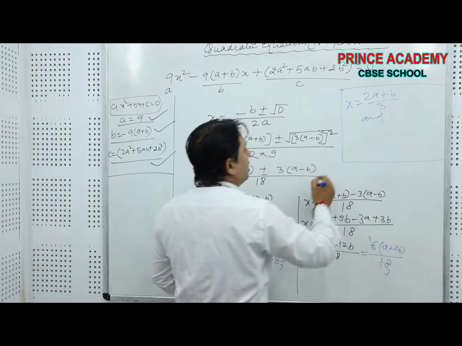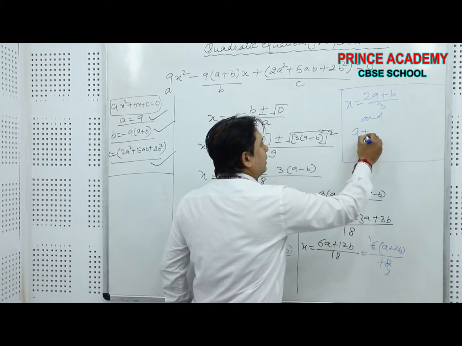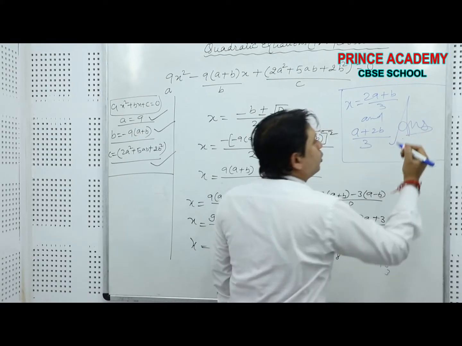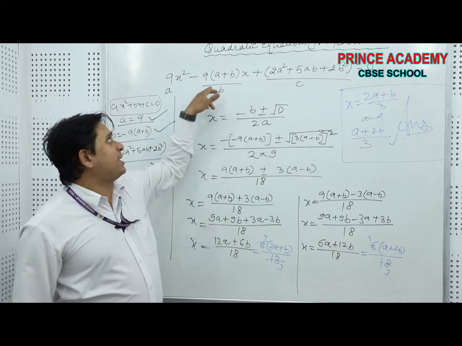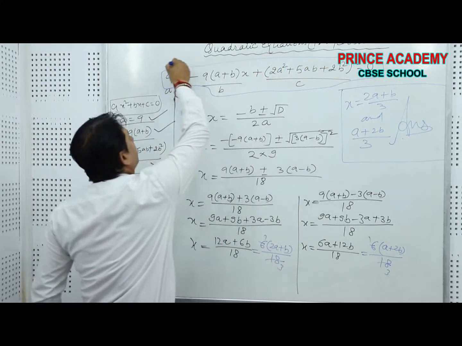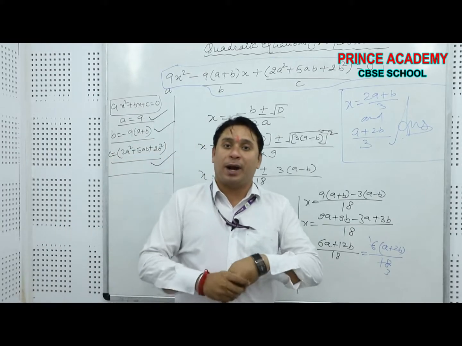and what is the other value of x? A plus 2b by 3. These are the roots of the equation. Okay, this was the equation. It was the equation given, beta. How did we do the sum? We used the quadratic formula.